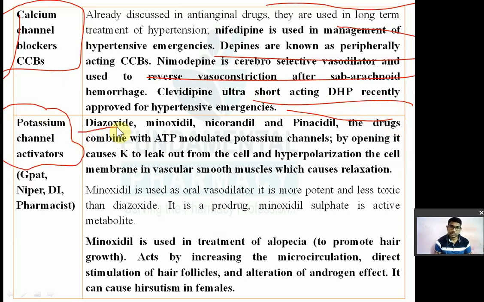Diazoxide, minoxidil, nicorandil, and pinacidil. These are the drugs that combine with the ATP-modulated potassium ion channel and open it. By opening it, it causes leakage of potassium outside the cell, and that leads to hyperpolarization, and there is relaxation of smooth muscle, which causes relaxation of blood vessels.